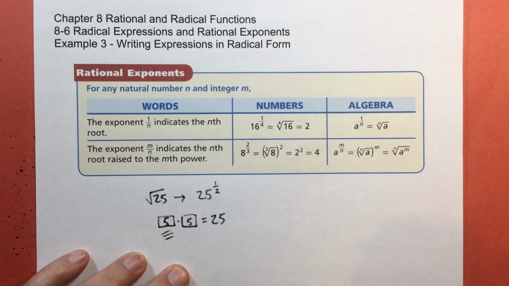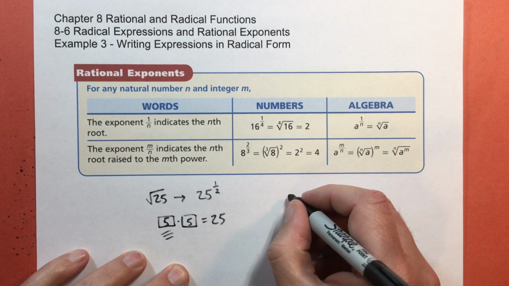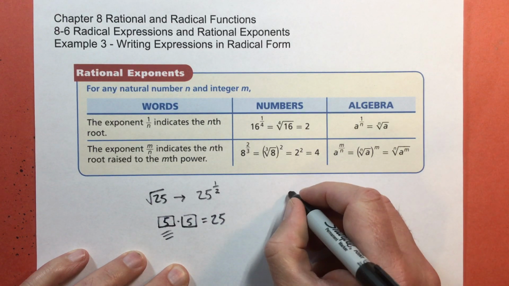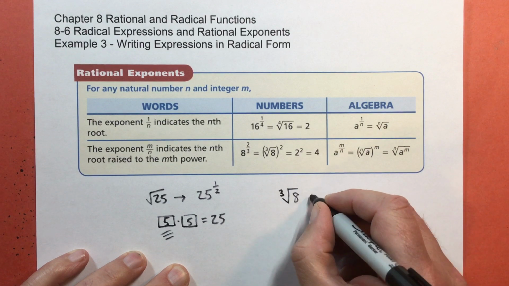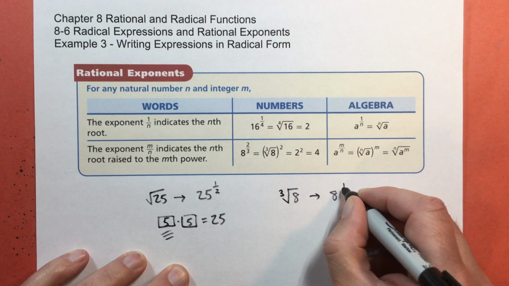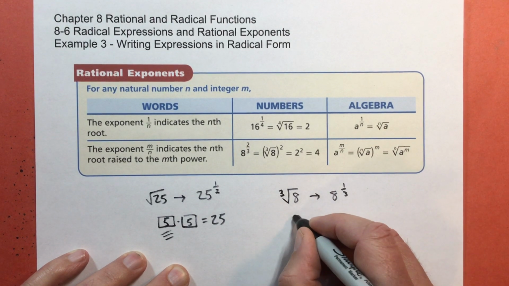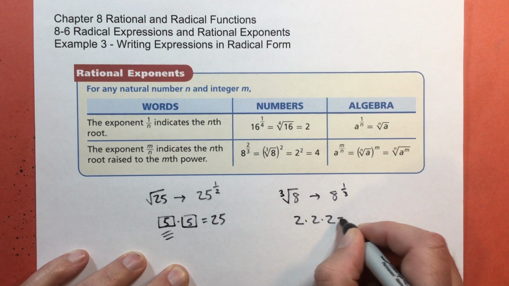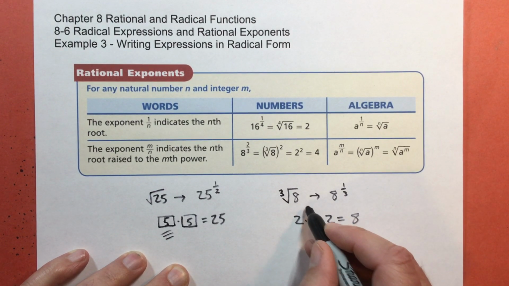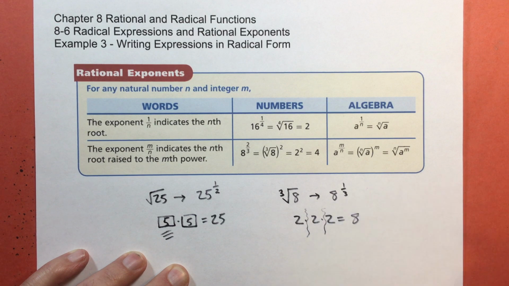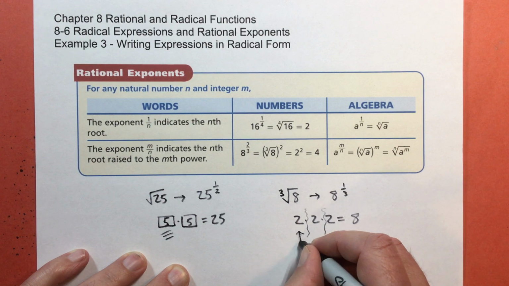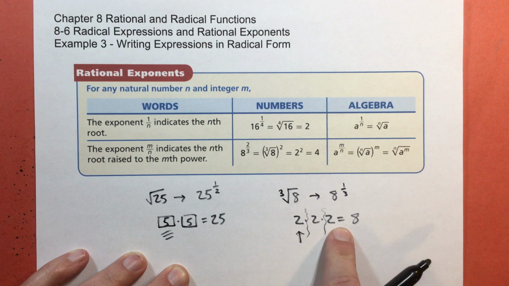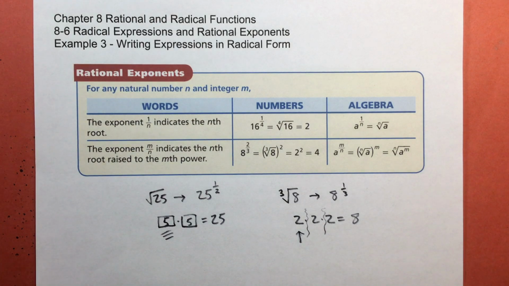What happens if it's not a square root? For example, we'll use this one right here. I know that the cube root of 8 is going to be 8 to the 1/3 power. And since 2 times 2 times 2 equals 8, if I split these, just that one 2 is 1/3 of the factors. So that's kind of cool.